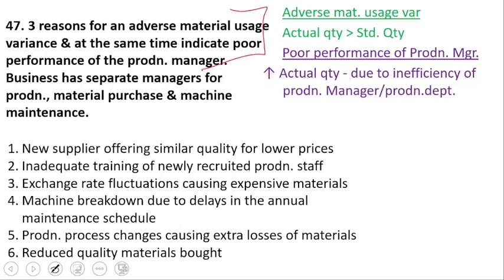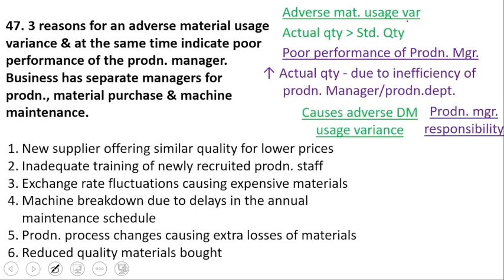So in this question, they have asked whether the following reasons will contribute to an adverse material usage variance and is also because of the poor performance of the production manager. So we will create two columns and we will see whether each of these reasons cause an adverse direct material usage variance, and if yes, we have to again check whether it is a production manager's responsibility. Now, the question further says business has separate managers for production, material purchase, and machine maintenance. So basically, there are three managers in total.